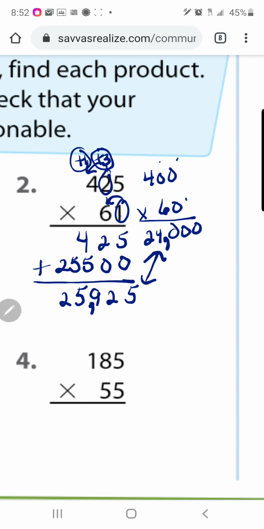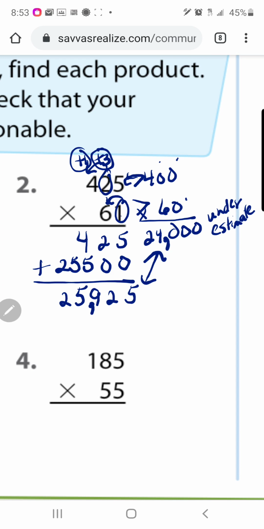Now, another thing that I want to go back to and mention, remember, go back at the top right here. 425 is actually greater than 400, right? And 61 is actually greater than 60. So since our estimates are less than your actual numbers, your estimation is what we call an underestimate. And hopefully you remember that from yesterday's lesson. I just wanted to bring that up.